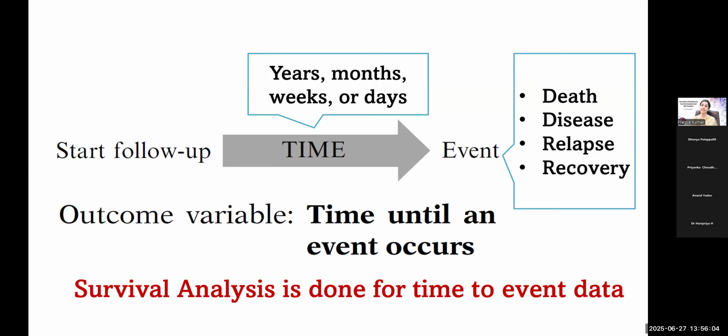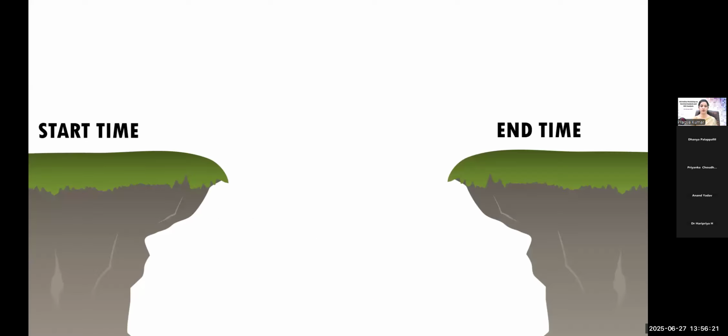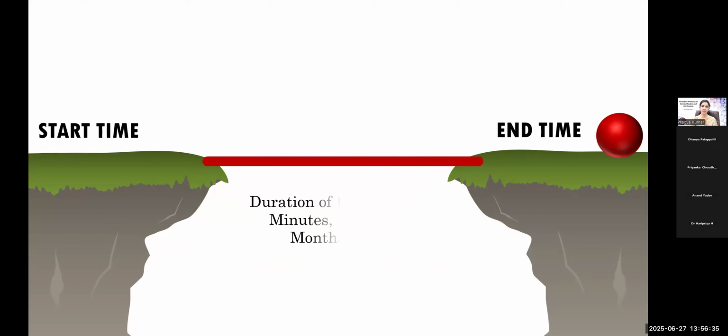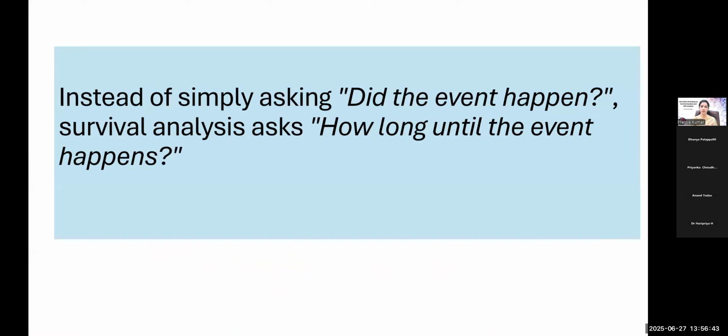And the event. Survival analysis was generally invented when the event was negative, that means related to death. But again, that event can be a recovery, the event can be a relapse, or the event can be development of a disease also. So for any survival data, it will have a start time and it will have an end time. Start time means when that individual got recruited in your study, then you follow that individual up to a particular time when that event happened. And that duration can be in the form of seconds, minutes, hours, days, months, or years.